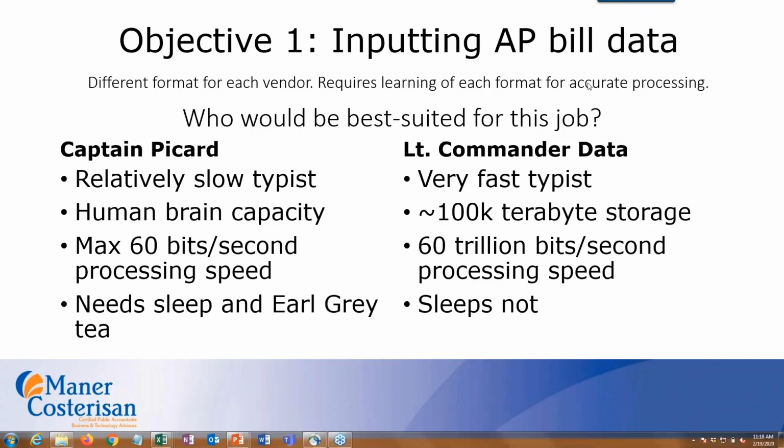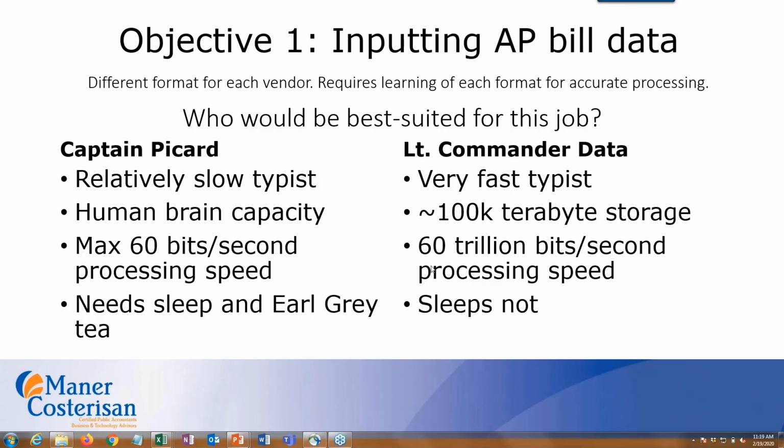So in Data's case, Data is a very fast typist. I can't remember which episode it is, but it shows him typing away at a console, and he's just flying. He would make Mavis Beacon jealous. And then, once again, I didn't cite the source directly here, but canonically, Commander Data has about a 100,000 terabyte storage capacity, which is absolutely massive. And his processing speed is 60 trillion bits per second, which is a trillion times greater than this figure right here.